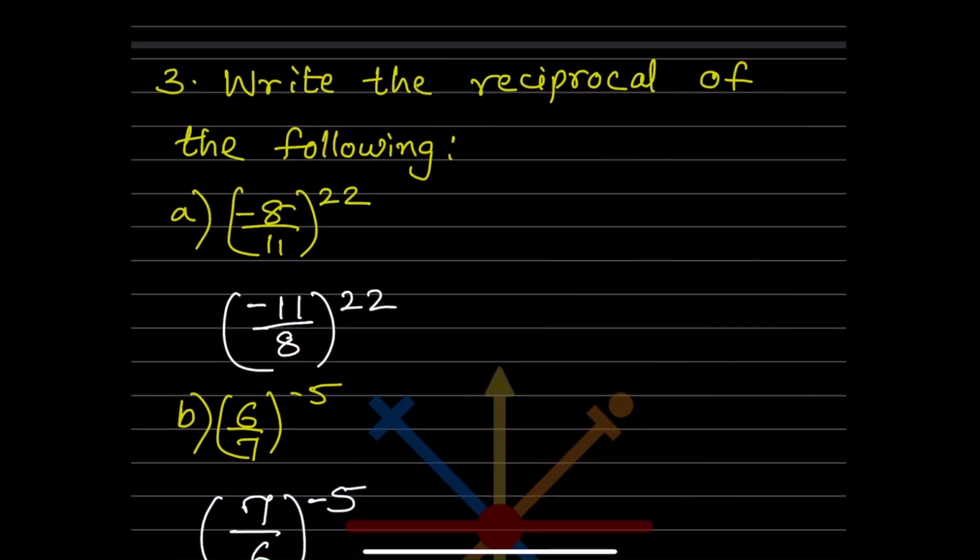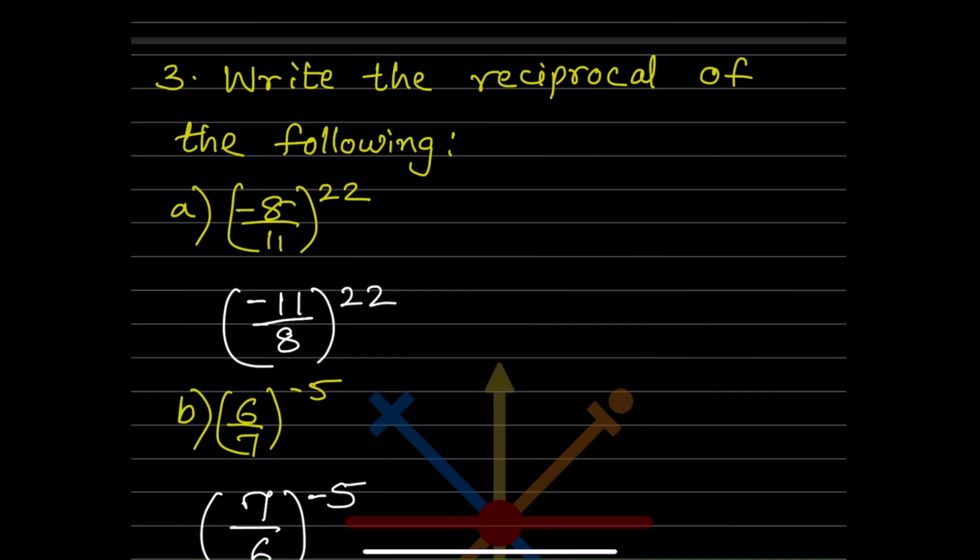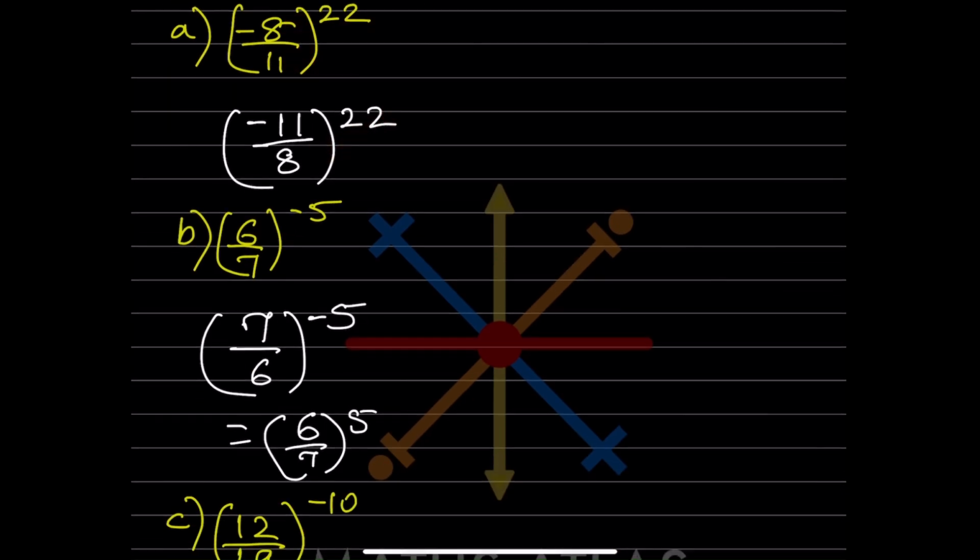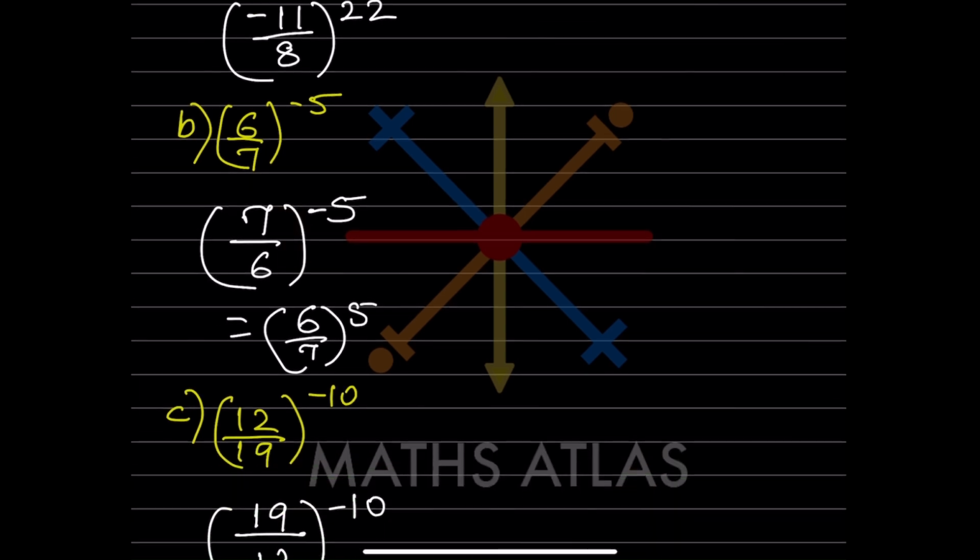Now write the reciprocal of the following. So this will keep as it is, reciprocal of this one is minus 11 by 8. Now this will keep as it is first. Reciprocal of this is 7 by 6. So now since here we didn't change the exponent because that was already positive 1. But now after taking the reciprocal of this one, we can see the exponent is negative 1. So always this negative exponent should be converted to the positive one.